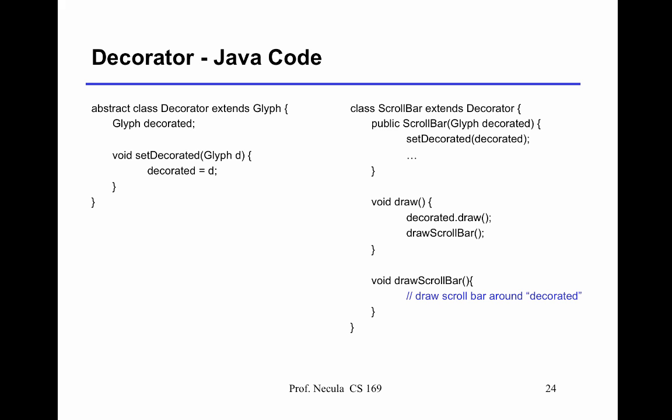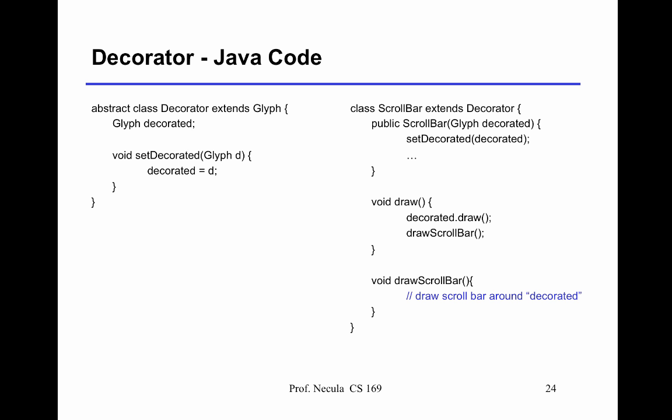And this is how you write the scroll bar decorator. Scroll bar extends decorator. When you construct a scroll bar, you have to pass a glyph to the constructor, which is simply going to call this setDecorated function to remember the reference to the glyph it decorates. And then you have to implement the glyph interface. When you draw a scroll bar, you first draw the object you are decorating. That allows you to get its extent, where it is on the page. And then you draw a scroll bar around it, wherever, horizontal, vertical. So this is very specific to this particular decorator.